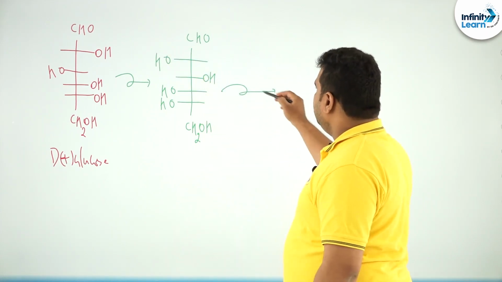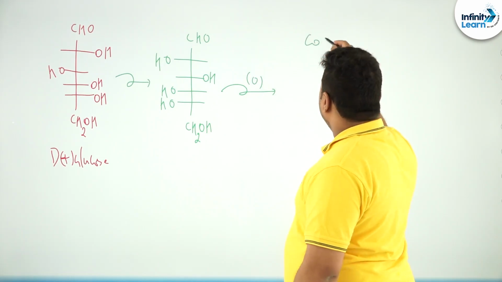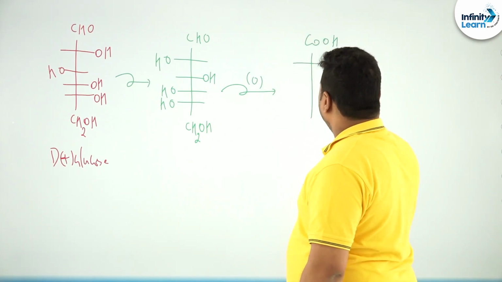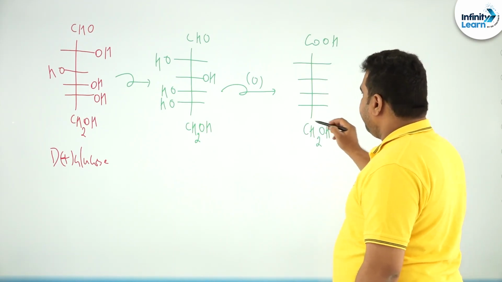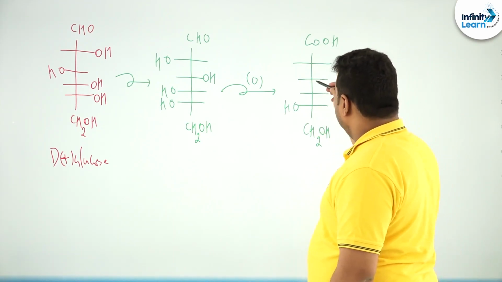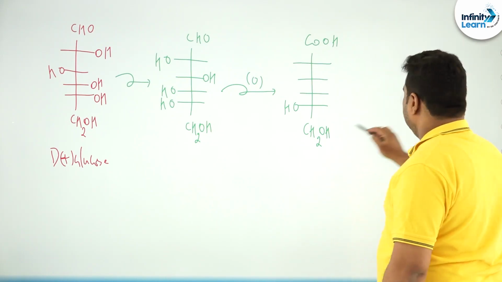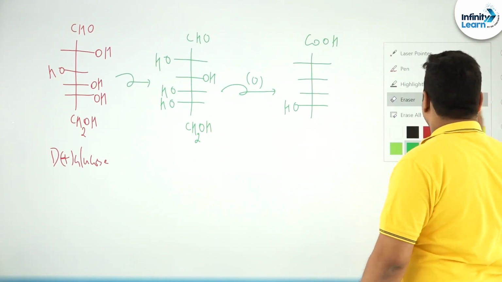Now, if this you further oxidize, you are going to get this compound. So you have to focus on the OH groups here. So this is OH here. Oh sorry, the end also is going to become carboxylic.